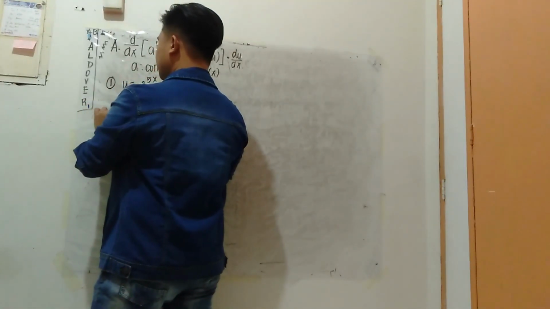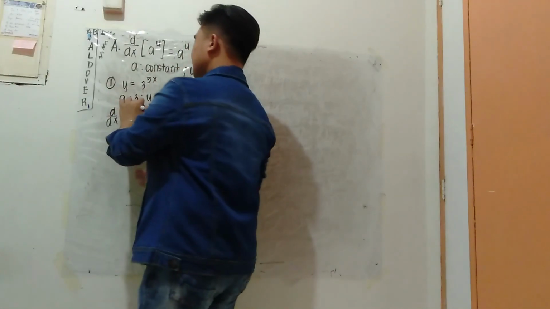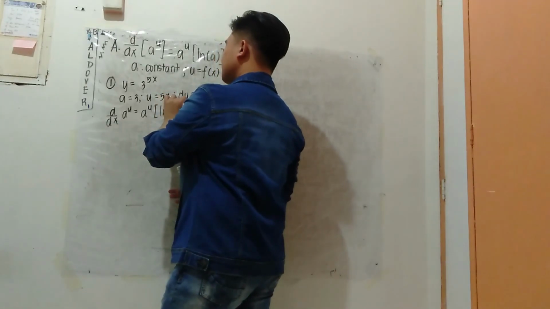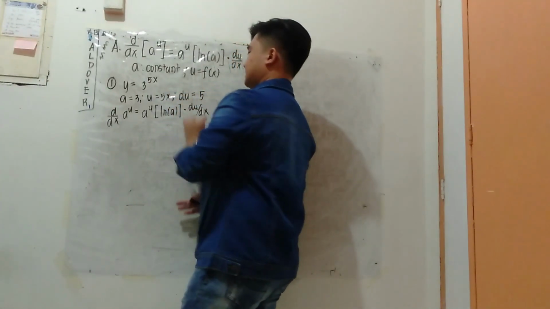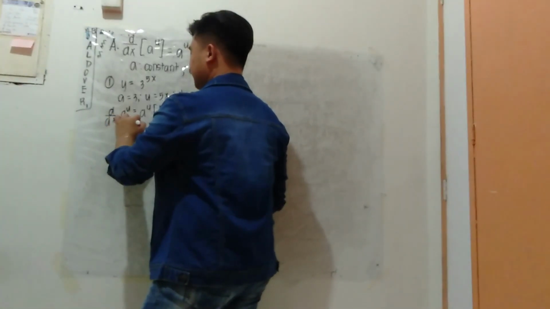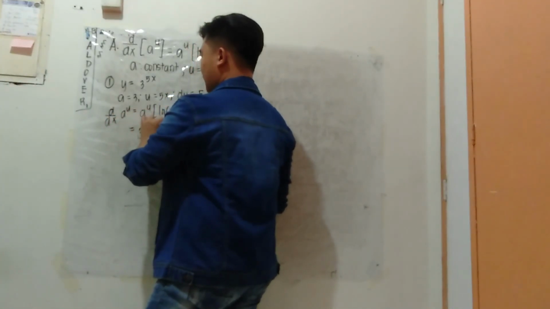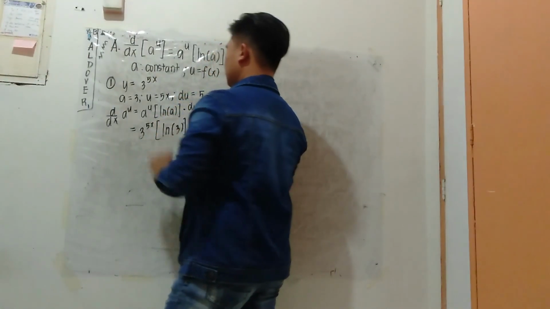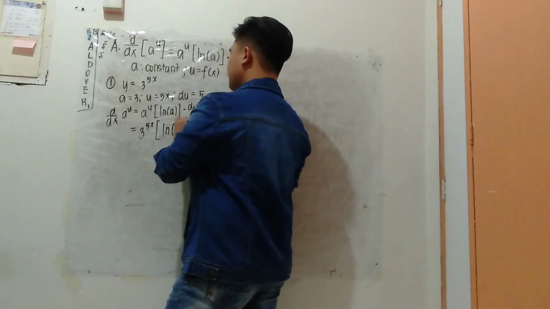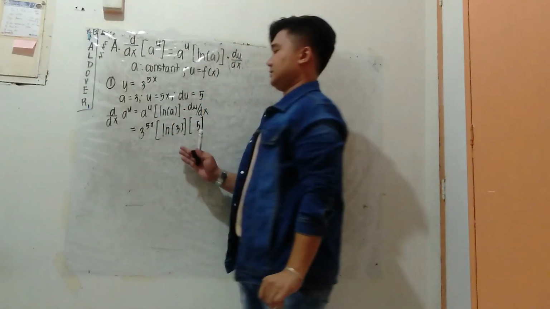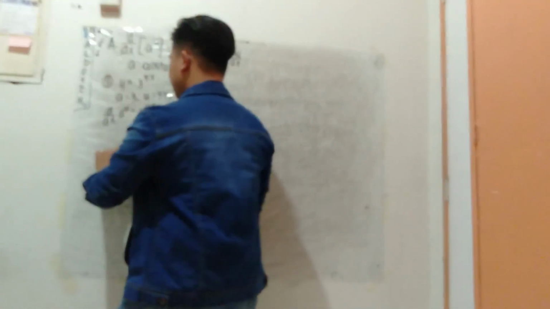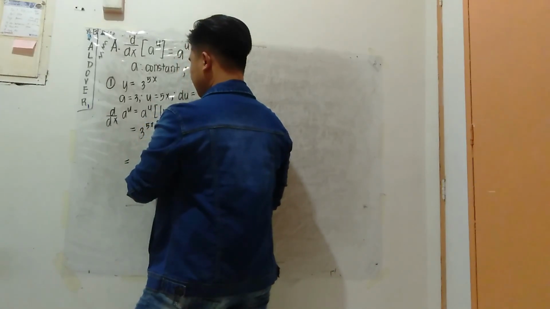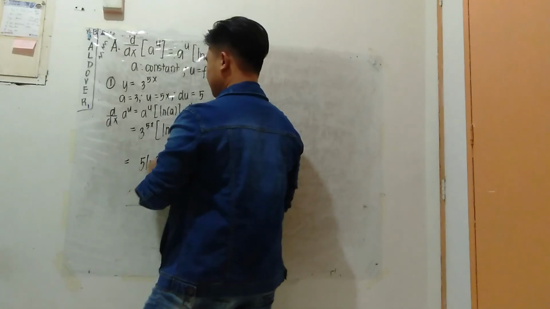So, differentiate ko ang a raised to u, copy lang. That's a raised to u times ln of a times du dx. Okay? So, that's 3 raised to 5x times ln of a, what's my a? 3. Du dx, that's 5. Okay? So, this will become 5 ln of 3 times 3 raised to 5x.